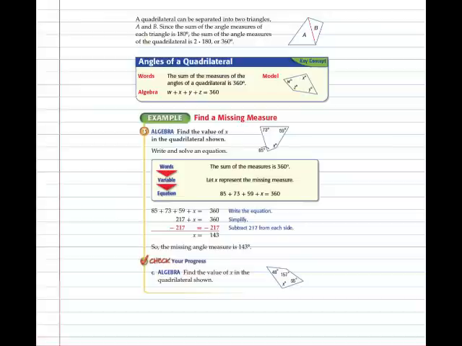The quadrilateral can be separated into two triangles, A and B. Since the sum of the angles of each triangle is 180 degrees, the sum of the angle measures of any quadrilateral is 2 times 180, or 360.